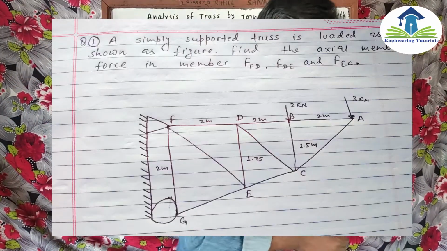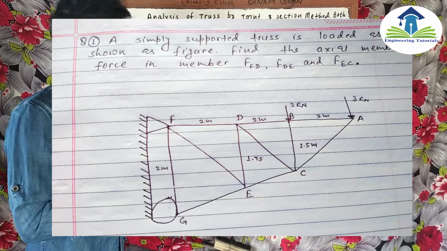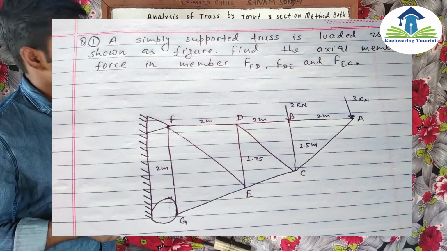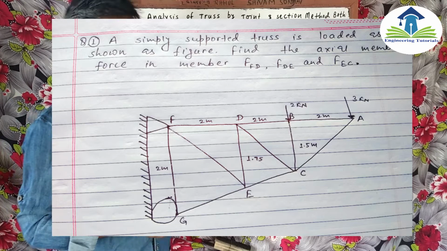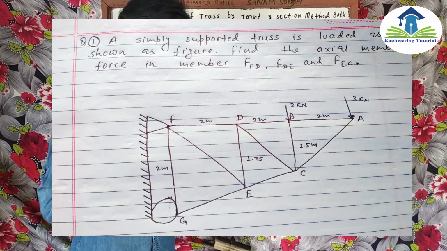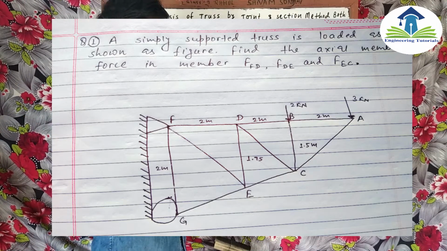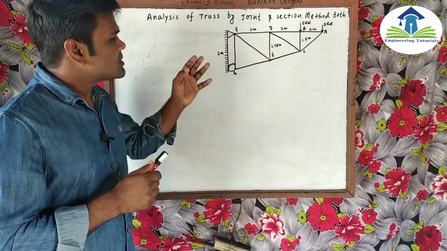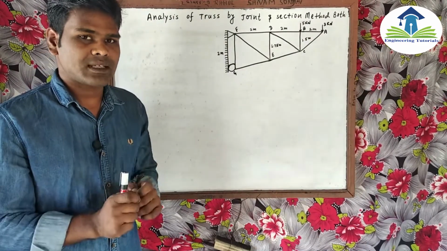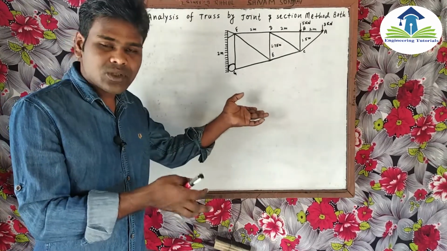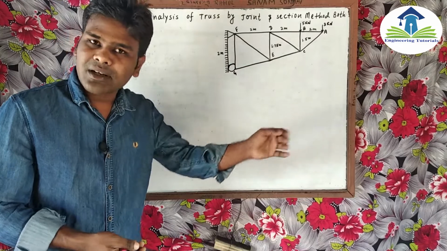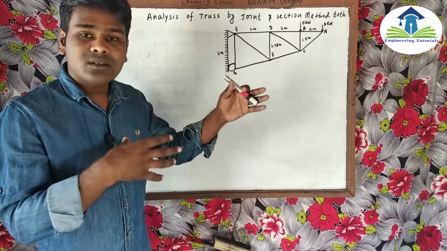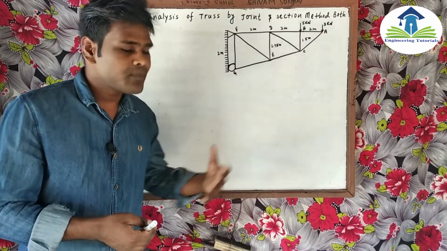In this question, there are three member forces we have to find: the FD member, the DE member, and the EC member. First of all, after seeing the question, we have to analyze by which method it can be solved easily. Here I am going to solve this question by the joint method and the section method also, which makes you more confident. And you can also analyze by which method this question is solved more easily.